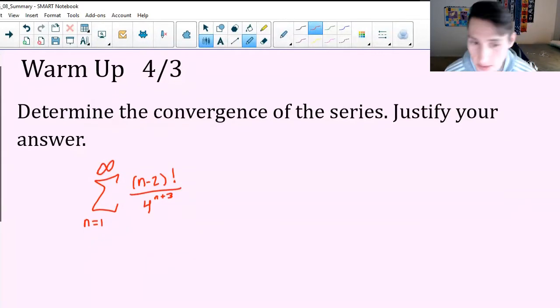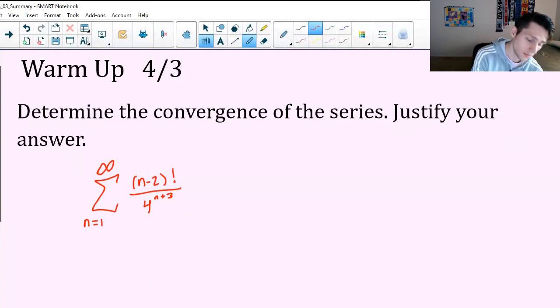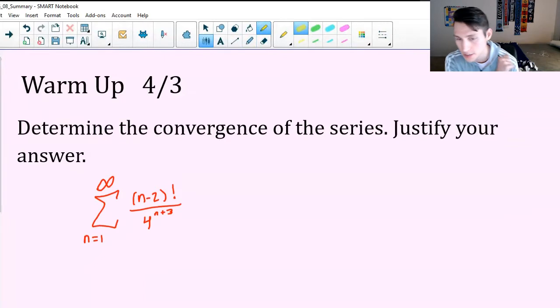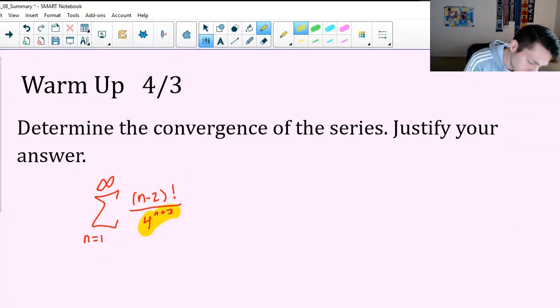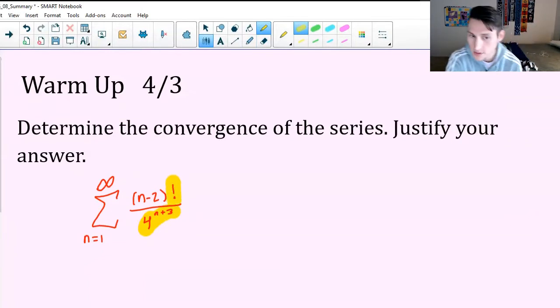All right, so let's determine the convergence. Now, yesterday we talked about the ratio test, so there's a pretty good chance that's what this is going to be. The way I would recognize that is by seeing not only do I have an exponential, but I also have a factorial. The ratio test is very good for things that involve exponentials and factorials. So we hit both of them here.